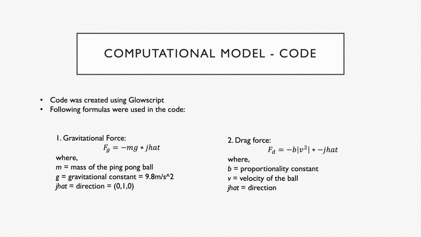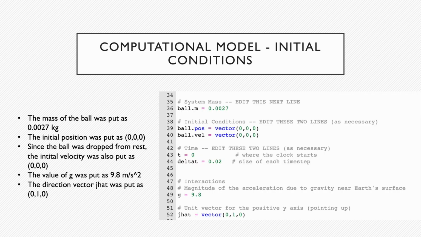So for the computational model, the code. Now the code was created using GlowScript and the following formulas were used: gravitational force and drag force. Here, for the gravitational force, m is the mass of the ping pong ball. g is the gravitational constant, which is 9.8 meters per second squared. And j hat is the direction vector, which is the y direction, (0, 1, 0). For the drag force, b is the proportionality constant, which we'll find out later using the observed values. v is the velocity of the ball, and j hat is again the direction.